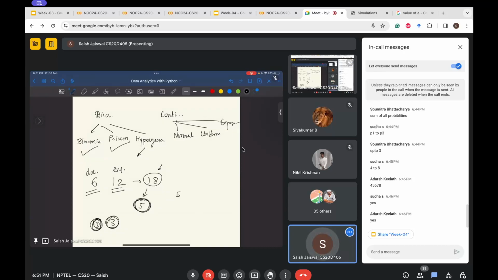Out of 5, I am having 2 doctors. Is the question clear, everyone? Can you repeat one more time? Okay, I am having 6 doctors and 12 engineers. There are a total of 18 people.